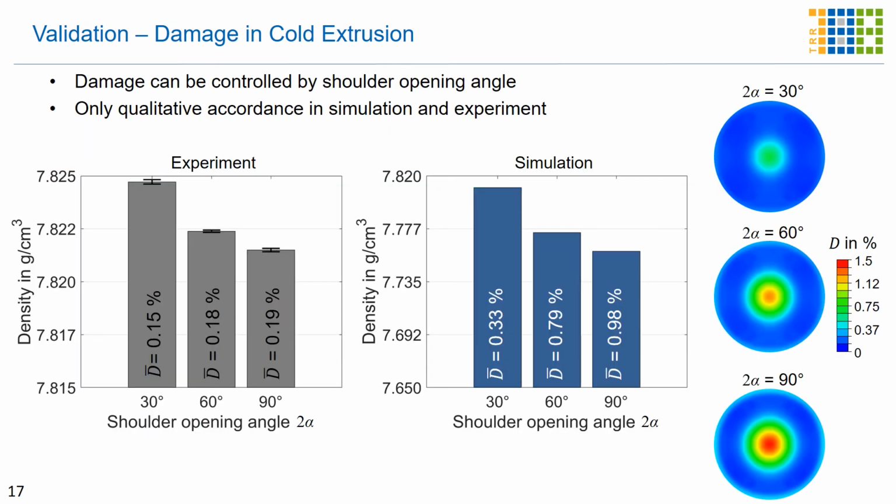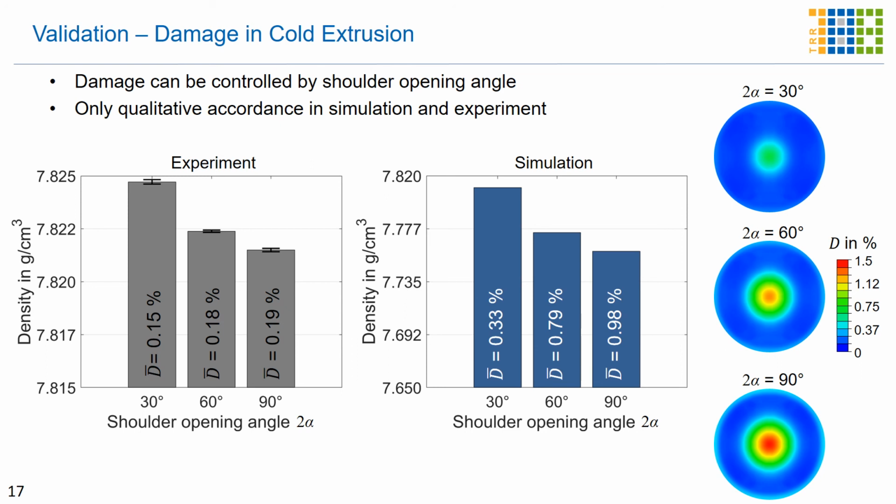All the results I have presented so far used a shoulder opening angle of 90 degrees. We also conducted experiments with shoulder angles of 30 and 60 degrees. Like we can see on the left hand side, lower shoulder opening angles result in lower damage, like we have measured with density. The same behavior can be observed in the corresponding simulations, like we can see on the right hand side. But again, we overestimate the influence of damage.